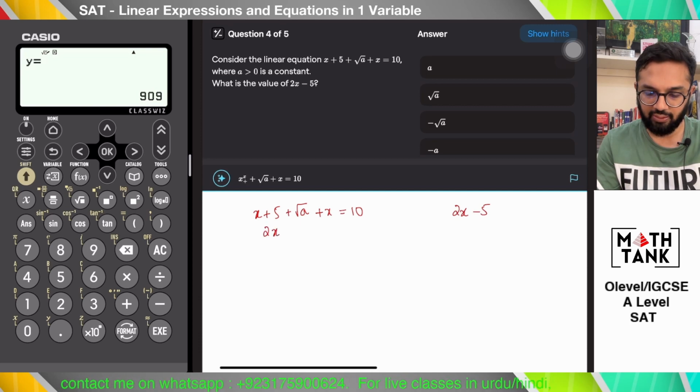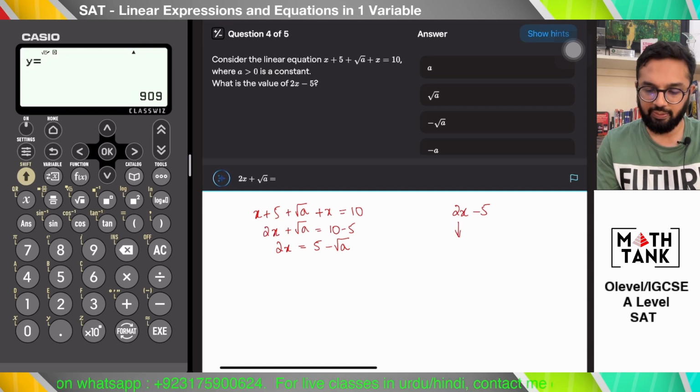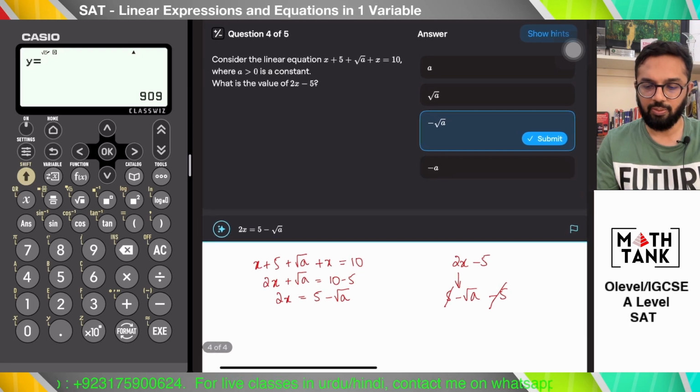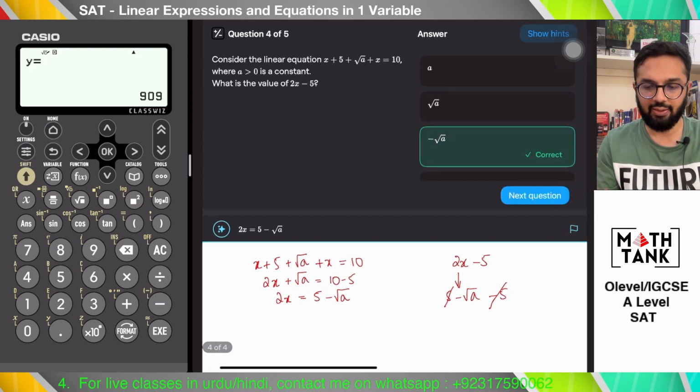So I have 2x plus root a equals 10 minus 5. 2x equals 5 minus root a. So 2x minus 5 is basically 5 minus root a minus 5. 5 and 5 cancel out, and I'm left with minus root a. That should be my final answer. And yes, that is the correct answer.